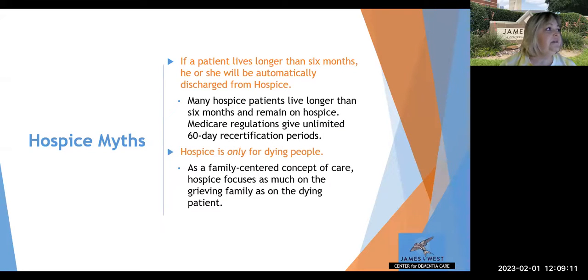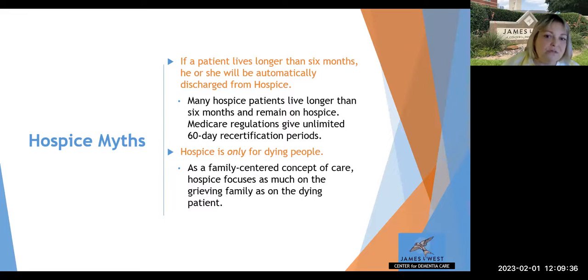Let's move into these myths, because I want to make sure that we get to these myths. Top 10 myths about hospice. If a patient lives longer than 6 months, he or she will automatically be discharged from hospice. You heard me say that earlier. They've got unlimited 60-day recertification periods. They may come off of hospice at some point to go back on it later.